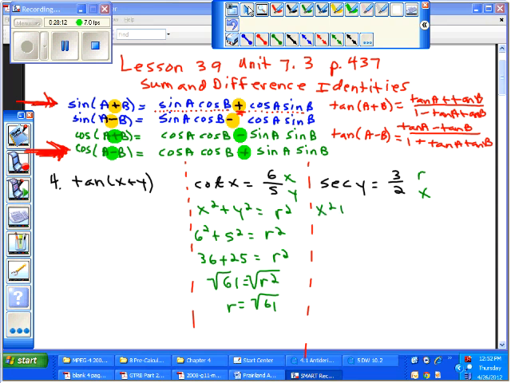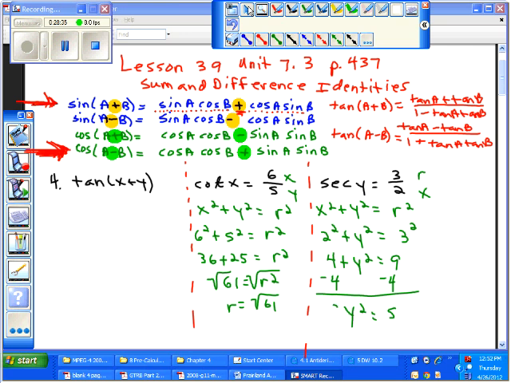Okay, so we're going to have x squared plus y squared is equal to the radius squared. So x, which is 2, squared, plus y, which we don't know, squared, is equal to the radius, which is 3, squared. And so we're going to have 4 plus y squared equals 9. Subtract 4. We're going to have y squared equal 5. Take the square root, and we get y equals square root 5.